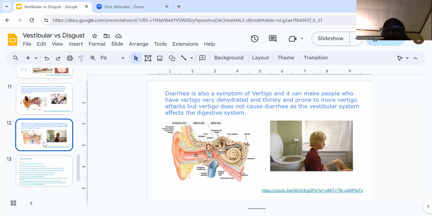Diarrhea is also a symptom of vertigo, and it can make people who have vertigo very dehydrated and thirsty and prone to more vertigo attacks. But vertigo does not cause diarrhea directly, as the vestibular system affects the digestive system.